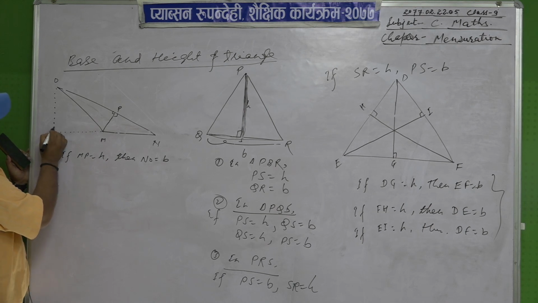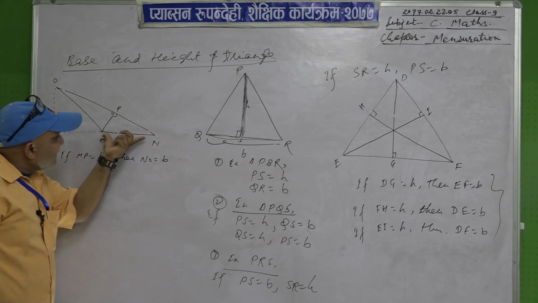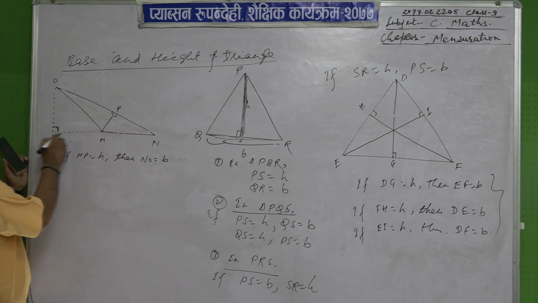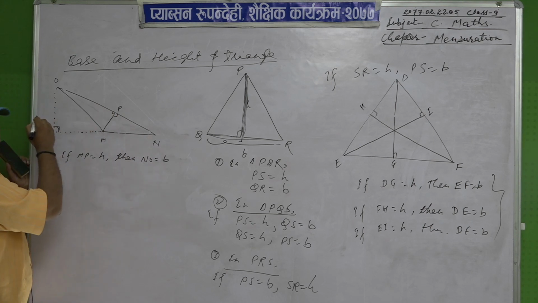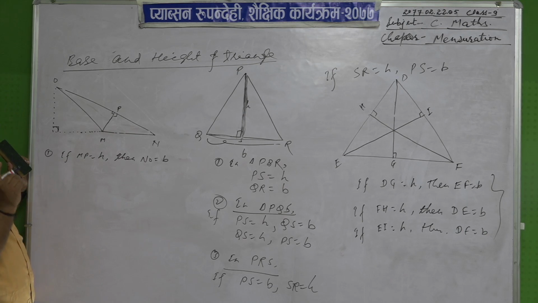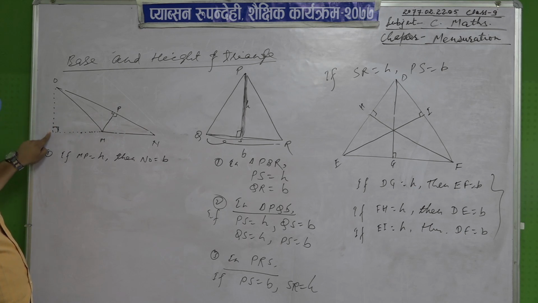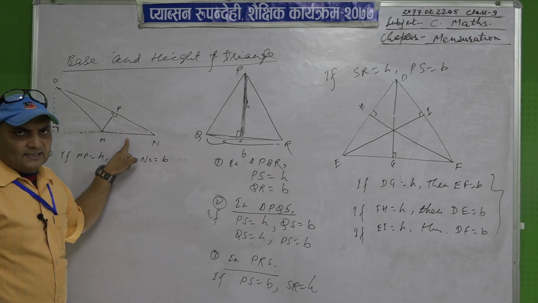And draw, and here this line will be the height of this triangle when this MN is the base. If we draw here an imaginary line, then this is the height of this triangle. If this is the height, then this is the base. Okay. So, in this type of triangle, we can draw this type of height, and this is the height of this base.